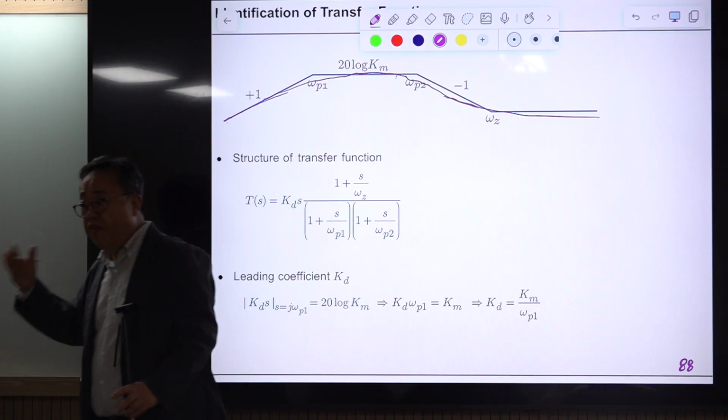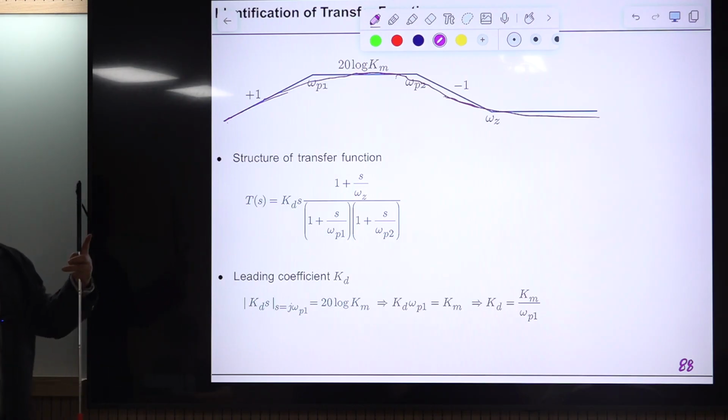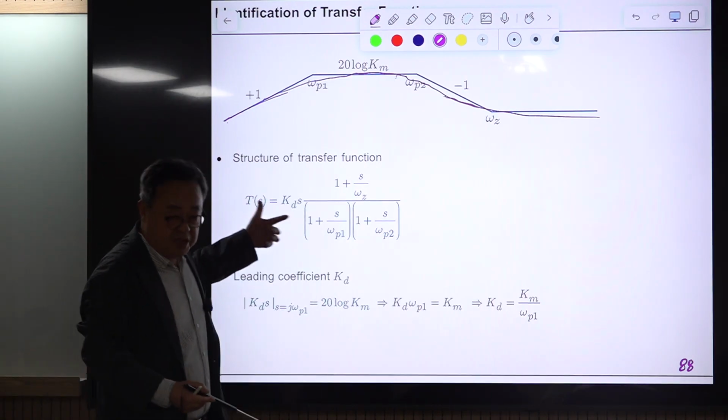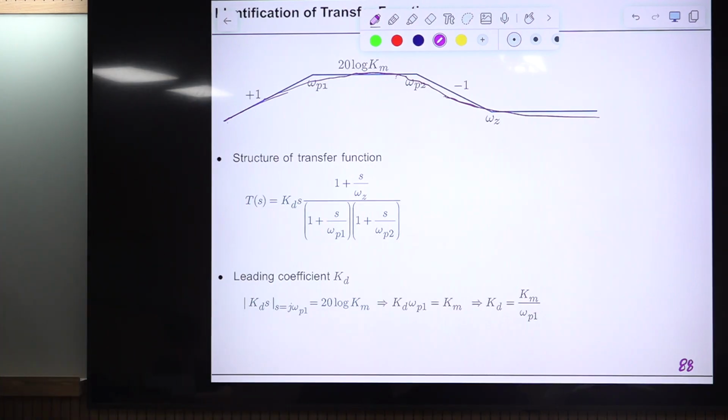That is the simplest case of system identification. From the frequency response, you predict the transfer function of the system. That is the primitive example of system identification. There are many ways of identifying the transfer function from the input-output measurement. This is one very simple example, the very basic approach. So they can be used like that.